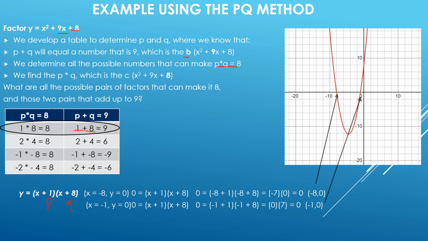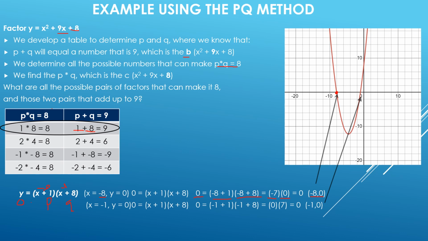How do we prove this? I need to see whenever y equals 0, one of these x's has to become 0. If I put in negative 8 right here, negative 8 here, negative 8 here, that's going to give me negative 8 plus 1, which is negative 7. Negative 8 plus 8 is 0. Well, that equals 0 for y, and negative 7 times 0 is 0. So here it is. Negative 8 and 0 is one of the x-intercepts right here, and that is where we were graphing before.